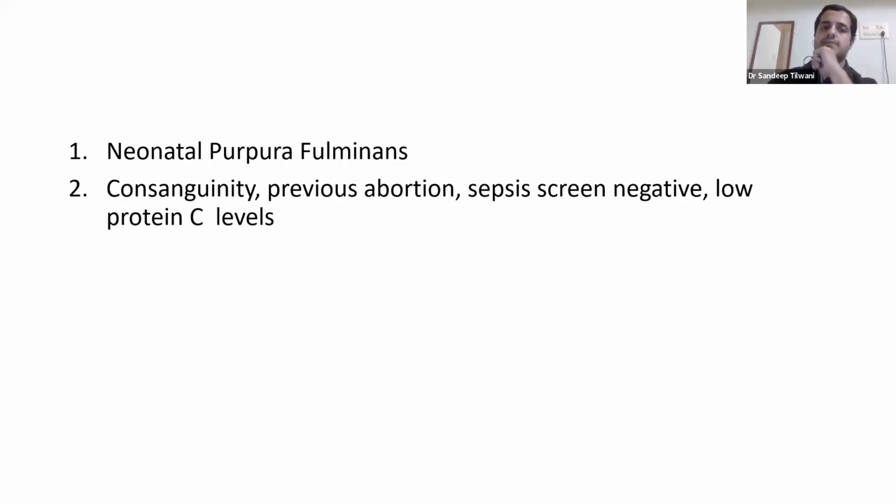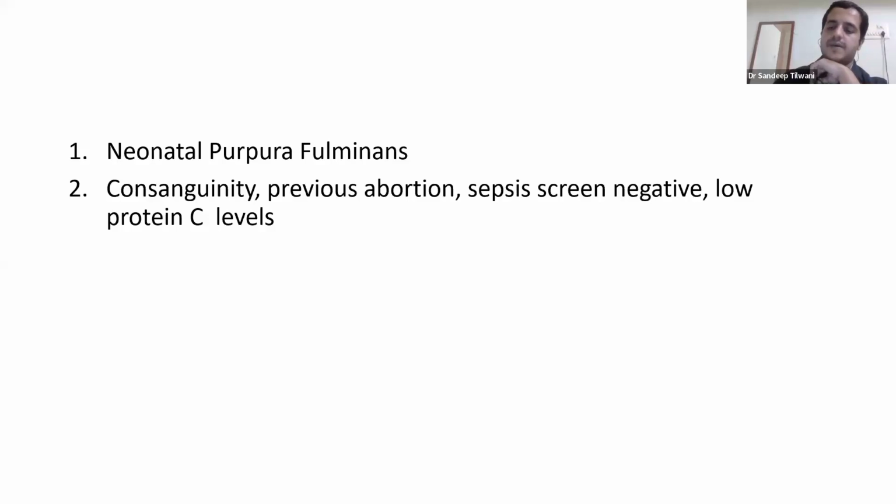Okay, and the factors which point toward genetic etiology are there was a history of consanguinity, a history of previous abortion, and the sepsis screen was negative. Now, purpura fulminans can be acquired because of sepsis, but in this case, the sepsis screen was negative. The blood cultures were also sterile, so that rules out sepsis. And protein C levels were low. Only protein C levels were low.